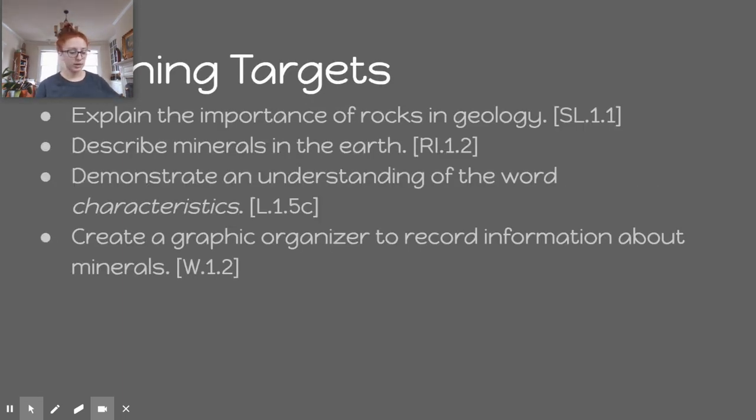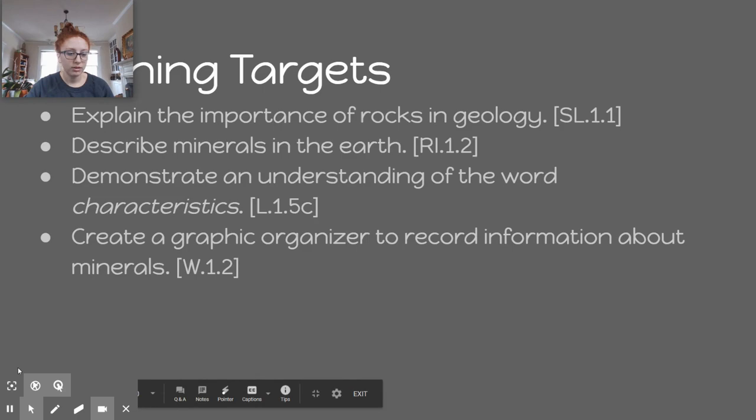Okay. Let's make sure we have hit all of our learning targets. Did we explain the importance of rocks in geology? Did we talk about minerals in the earth? Yes, we did. Did we talk about the word characteristics? And we are going to use a graphic organizer in a little bit to record information about the minerals that we learned about. That is all I have for you guys.